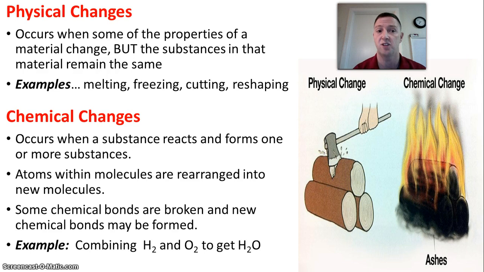A physical change occurs when some of the properties of a material change, but the substances within that material remain the same. So, over here, we've got wood, right? A physical change would be chopping the wood, cutting the wood, reshaping that wood. It's still wood. You still have the lignin and the cellulose and the other things that make wood.